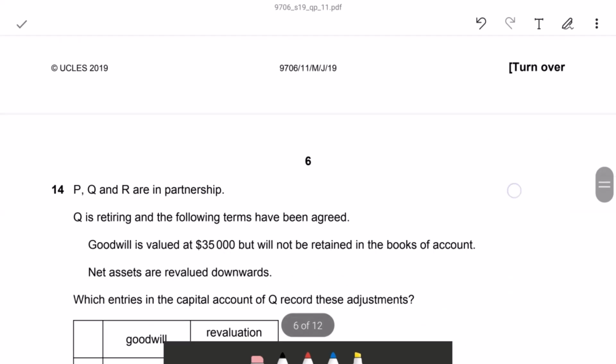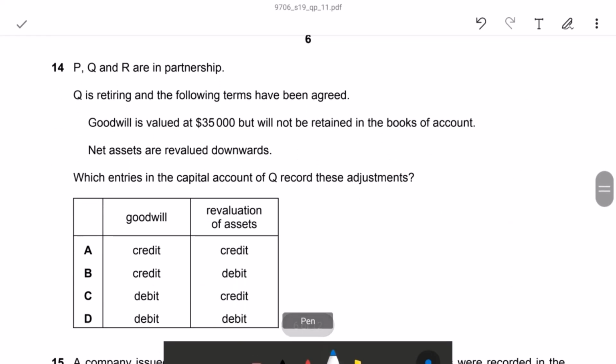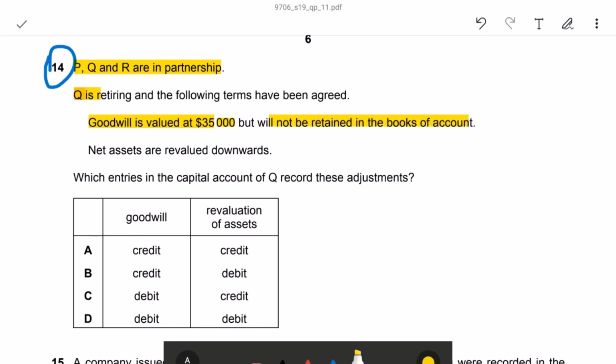Next question. Question number 40. P, Q and R in partnership. There are three partners. Here Q is retiring and the following terms have been agreed. Goodwill is valued 35,000 but will not be retained in the books. So it should be written off. They are not keeping it in the books. Then net assets are revalued downwards. Revalued downwards means it is not increasing. So we can say that is the revaluation loss only. Right. It is the loss.